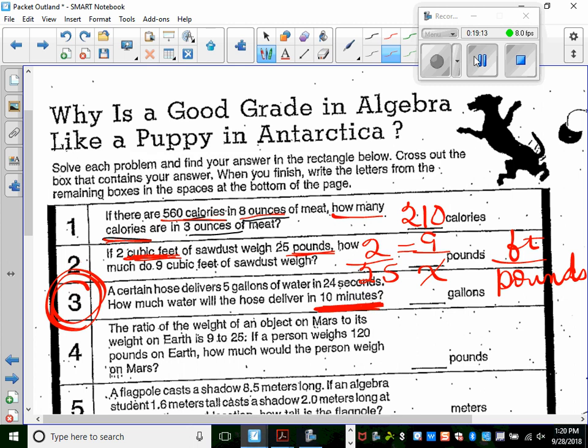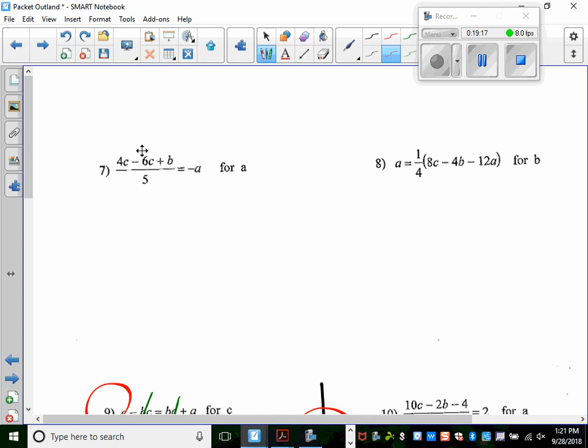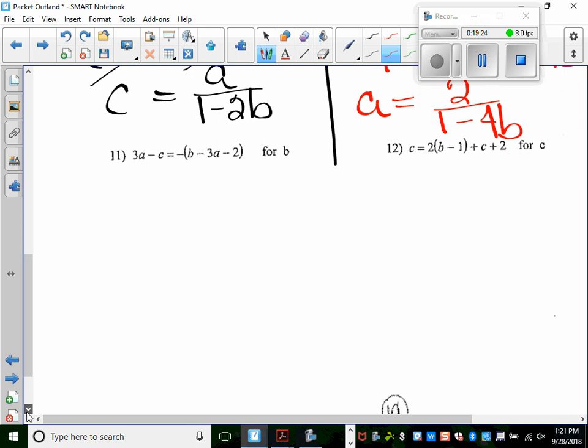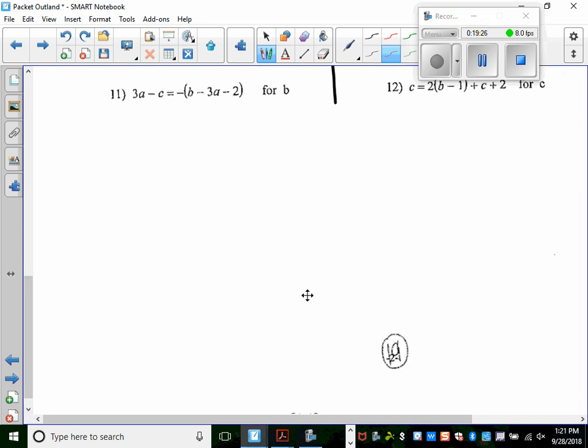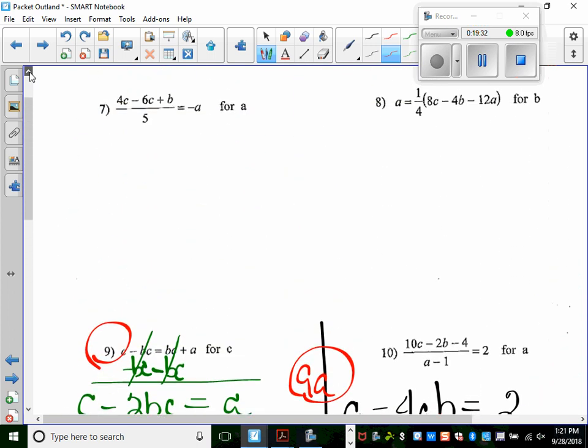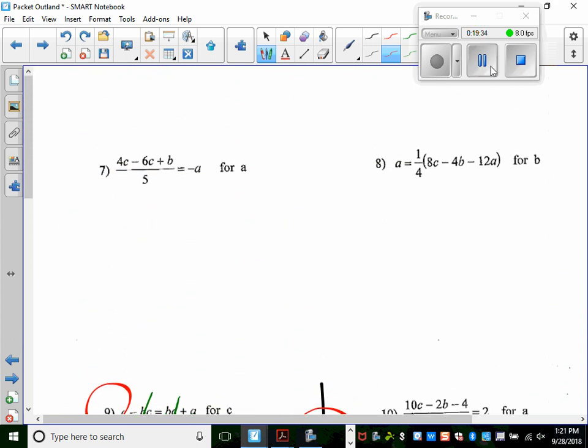Okay guys, what you're going to do is finish up this page and this page here, which is what page number? All right, so 19 and 20. You're going to be finishing up pages 19 and 20 for your classwork today. I think there's 6 left on each.